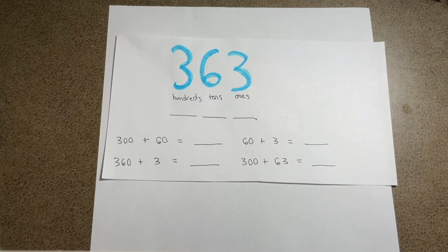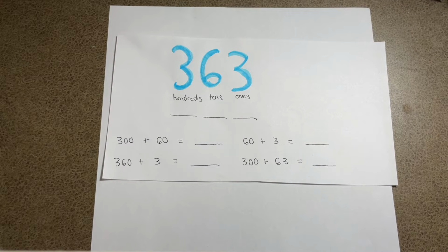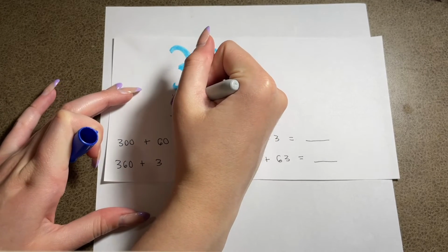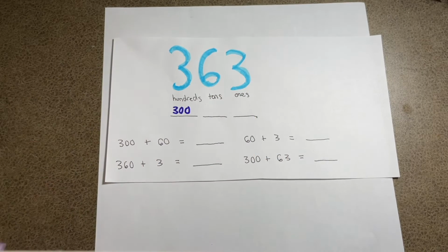Now, let's have you try this one on your own. So we're going to start with the number 363. So let's take a look at what our hundreds number would be for this equation. What would our hundreds number be? Look at this number right here. Perfect. Our hundreds number is going to be 300 because our hundreds number is 3.